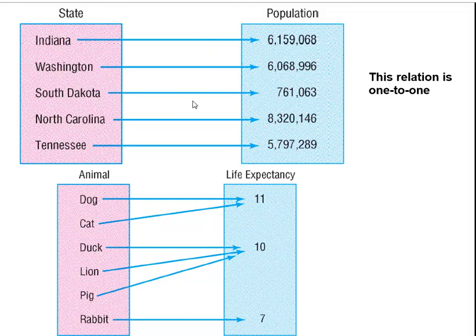Now in this example, this is a function because this x goes to only one y. This x goes to only one y. Each x goes to only one y. However, this is not one-to-one because this y comes from two separate x's. This y value comes from three separate x's, so we wouldn't say that this is one-to-one.